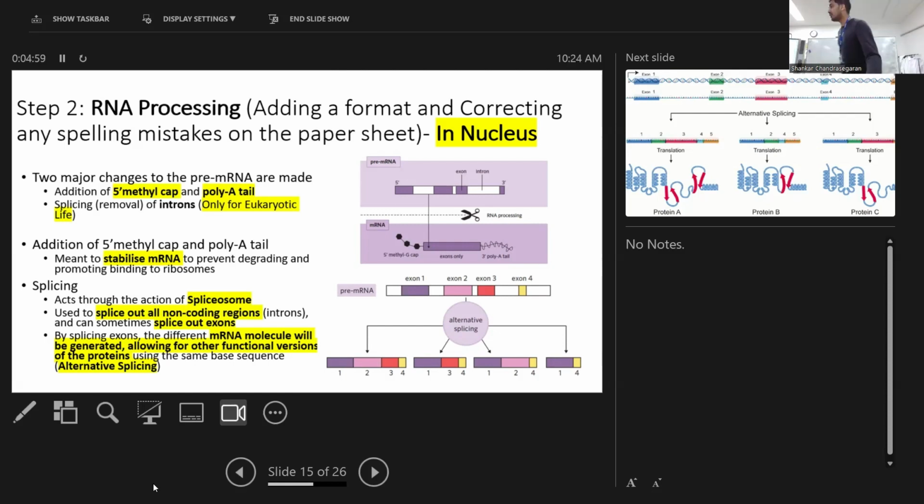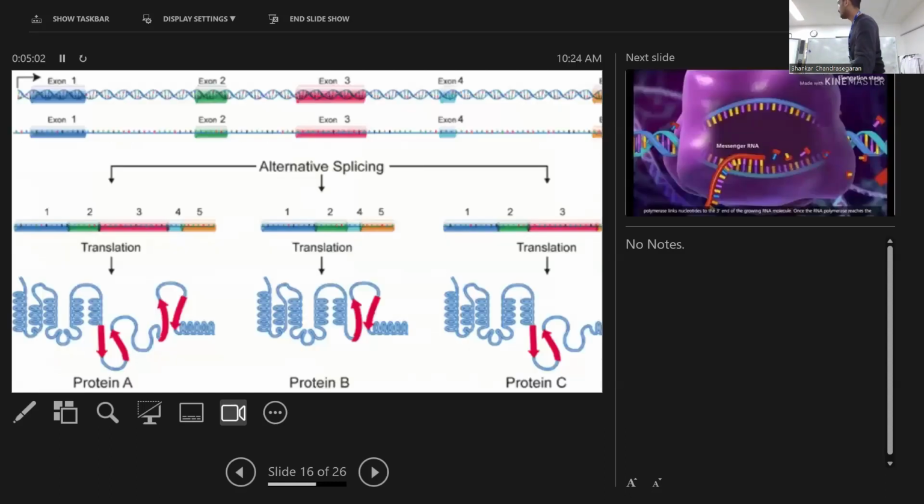Also, this is a chance for alternative splicing to happen, which is when different exons are either left out or joined together to make different proteins, right? All of these proteins are functionally viable, meaning that they are able to do their functions. It's just that they don't look the same, or they don't necessarily do the same function as well. They might be working on something else altogether. But the fact is, it was coded for using the same gene sequence. So the only difference is that the exons that make up the protein are different.